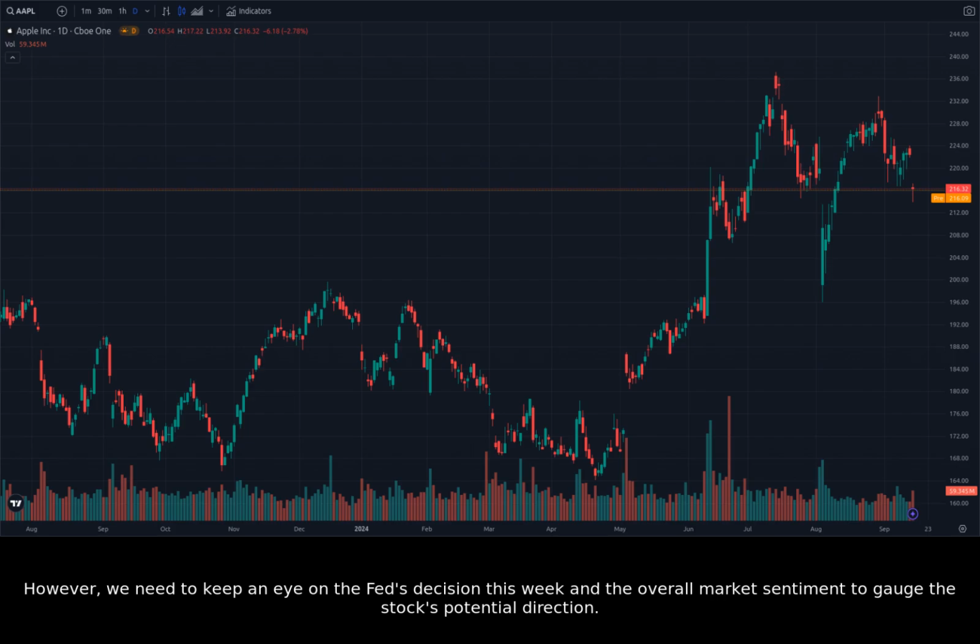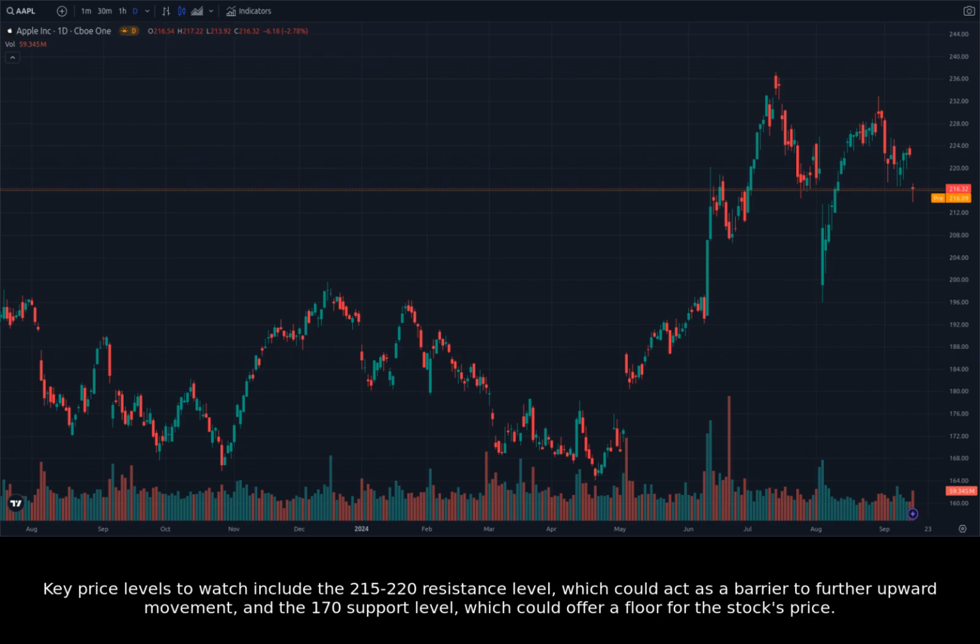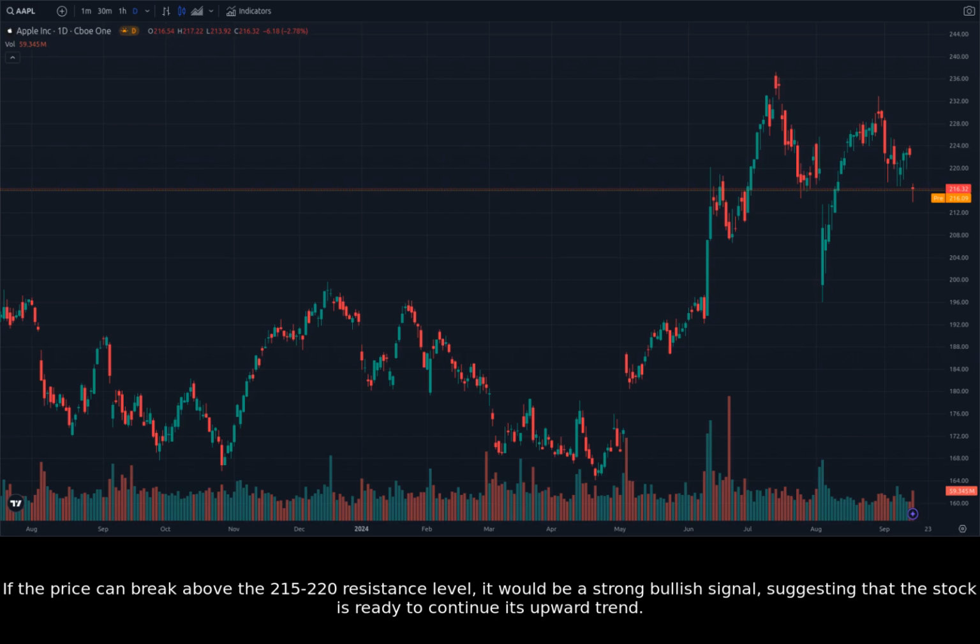However, we need to keep an eye on the Fed's decision this week and the overall market sentiment to gauge the stock's potential direction. Key price levels to watch include the 215 to 220 resistance level, which could act as a barrier to further upward movement, and the 170 support level, which could offer a floor for the stock's price. If the price can break above the 215 to 220 resistance level, it would be a strong bullish signal, suggesting that the stock is ready to continue its upward trend.